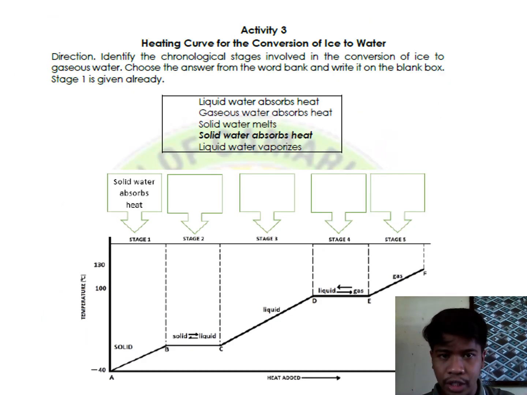Alright, now for this activity 3, it is entitled Heating Core for the Conversion of Ice to Water. Okay. We have different statements in here showing the different processes involved. We have liquid water absorbs heat, gaseous water absorbs heat, solid water absorbs heat. Okay? Example, meron ng sample dito. Stage 1 na nangyari, yung solid water nag-absorb ng heat, ang tawag natin doon is melting. Ano naman yung sunod? Yan. Dito kayo pipili sa taas.